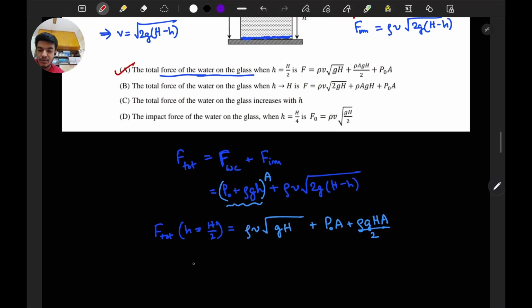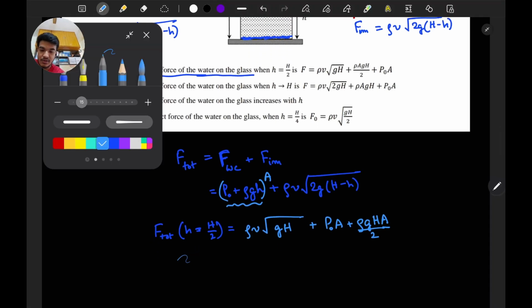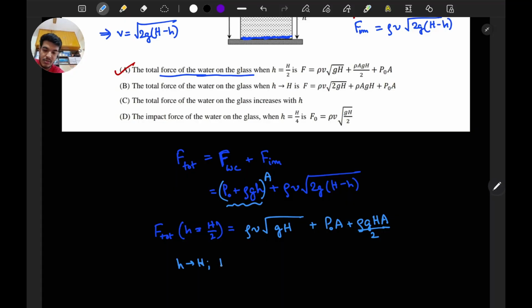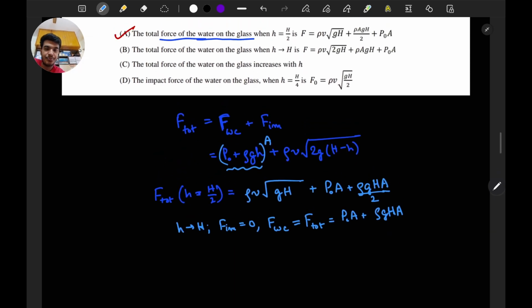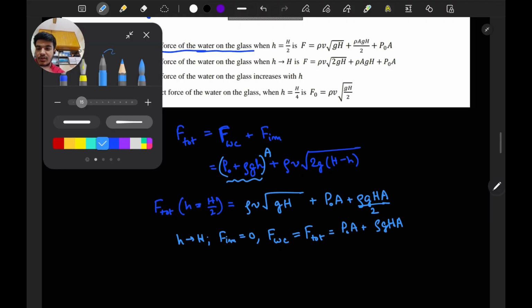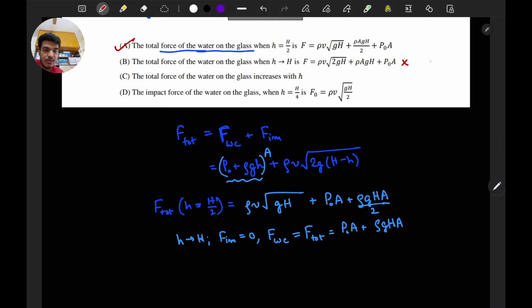And now I can easily see that when small h tends to capital H, my force of impact becomes 0, but my force due to the water column remains the same, and it would definitely be equal to my total force. So that would be equal to P naught A plus rho g H into A, when h tends to capital H. Okay, so this is definitely not correct.